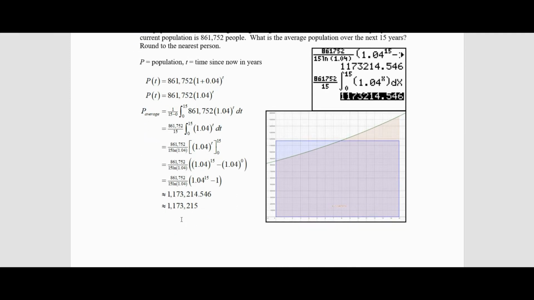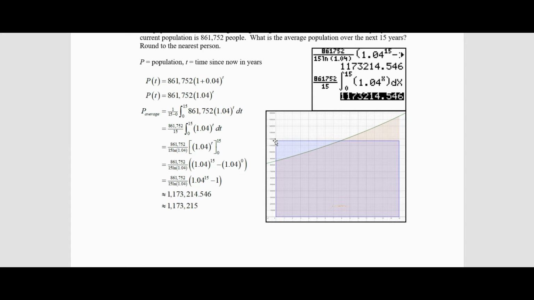And it turns out to be about 1,173,215 to the nearest person. And if I do that in the calculator, it also gives me the same answer. The way you can visualize that is this integral is the red area that's beneath the curve over that interval and above the x-axis. And it's the same area as this blue area under this rectangle, where the height of the rectangle is this value.